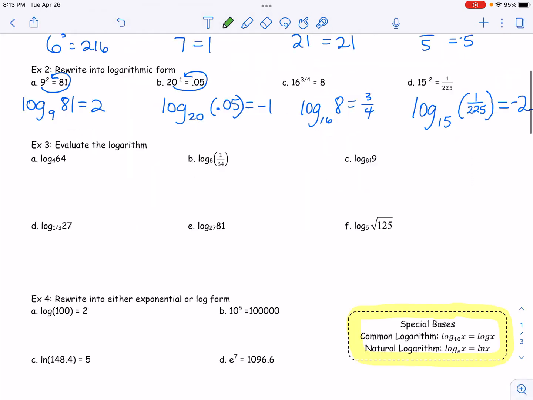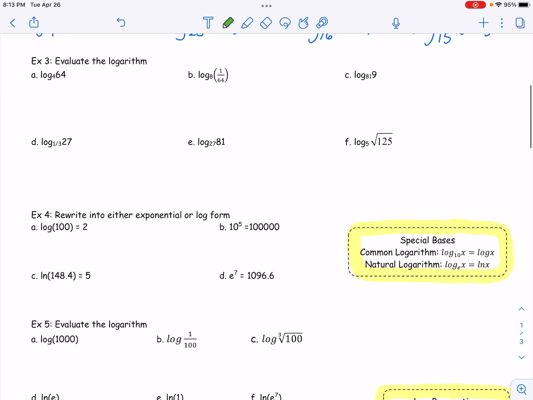Okay, so notice for example 3, it says to evaluate the logarithm. We do not need a calculator for any of these. So this would be something that would be fair game on the non-calculator part of your test or your quiz. The way that I need to think about it in order to evaluate is by rewriting it into the exponential form. It's going to be easier for us to solve it that way.